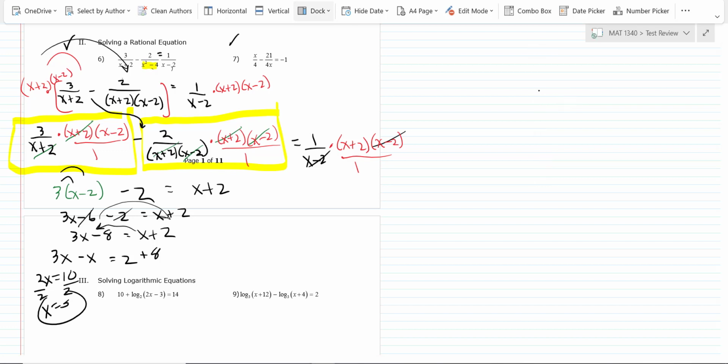Okay, let's look at this number 7. Number 7 is a little easier. Maybe it's a little less work. You've got x over 4 minus 21 over 4x is equal to negative 1. So the idea is you need to figure out what you need to multiply both sides by to get rid of a 4 and a 4x. So what do you think? 4x, is that what you said? Yeah, 4x is good, okay?